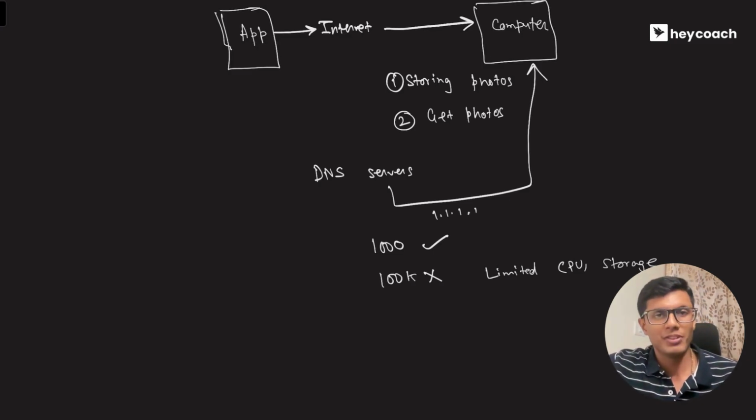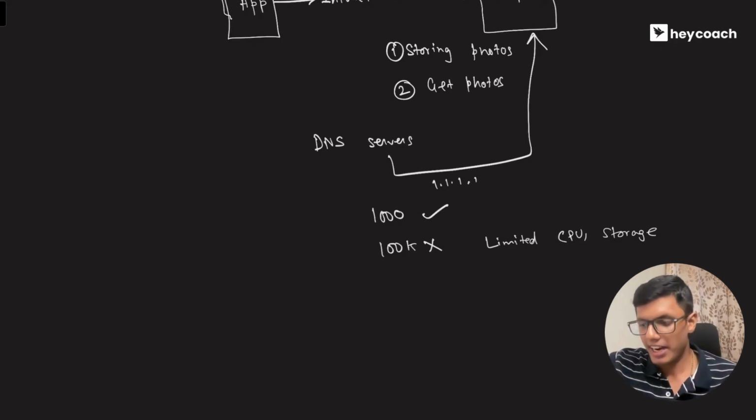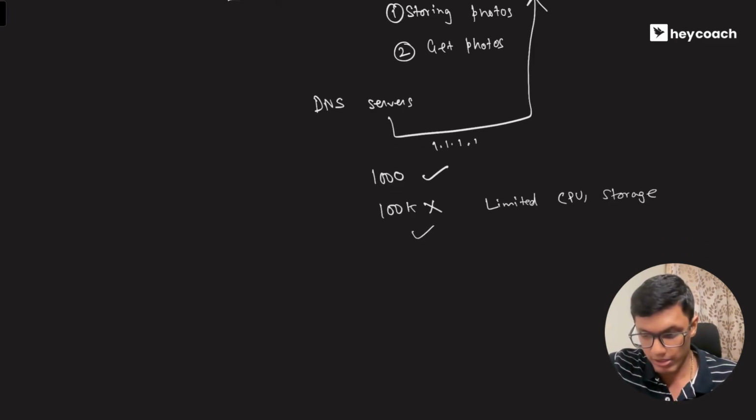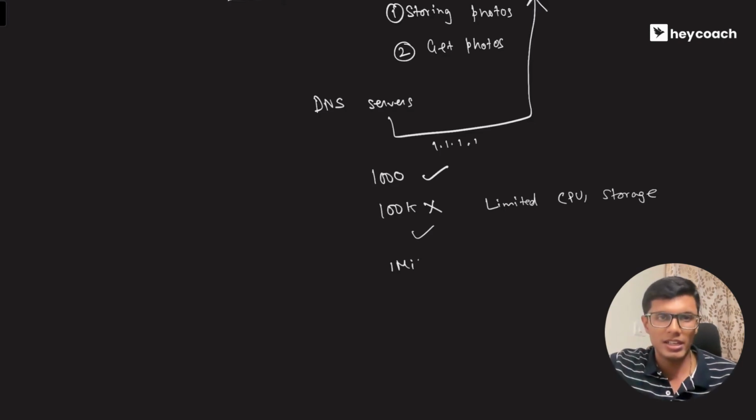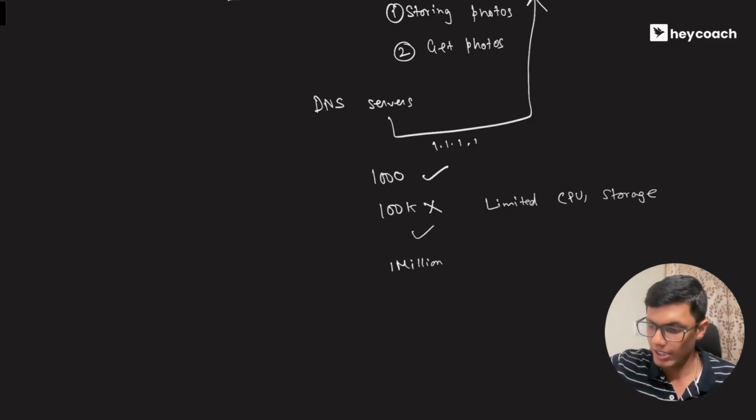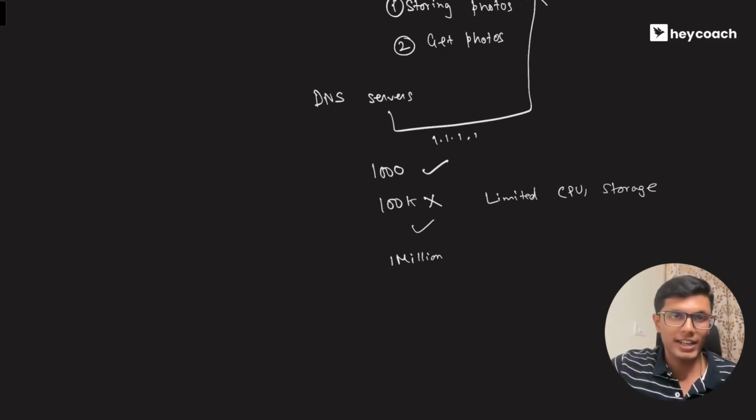What can I do? I can add more storage to my system. I can add more compute power to my system. And let's say I was still able to serve 100,000 requests. But what about 1 million requests? Now there is definitely a threshold, right? I cannot go beyond a certain point. So now what can I do?